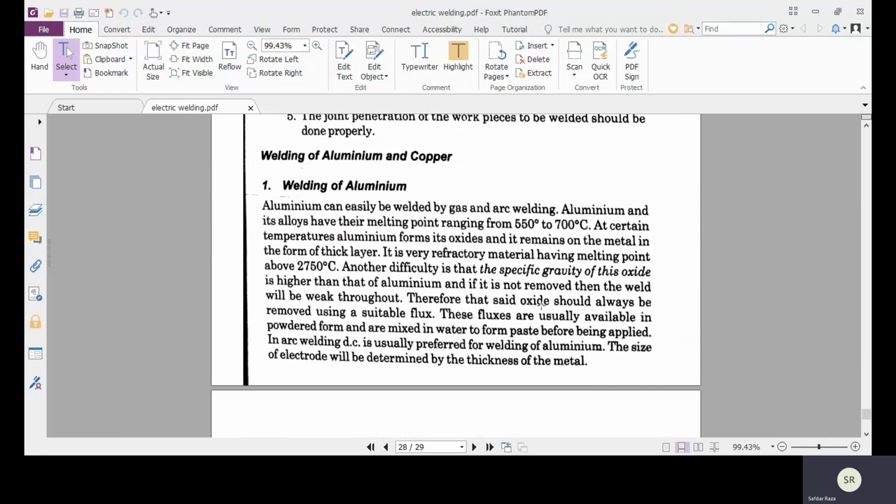Therefore, the said oxide should always be removed using a suitable flux. These fluxes are usually available in powdered form and are mixed in water to form a paste before being applied. So this is the main ingredient of the aluminium welding. In arc welding, this is usually preferred for welding of aluminium. The size of electrode will be determined by the thickness of the metal.